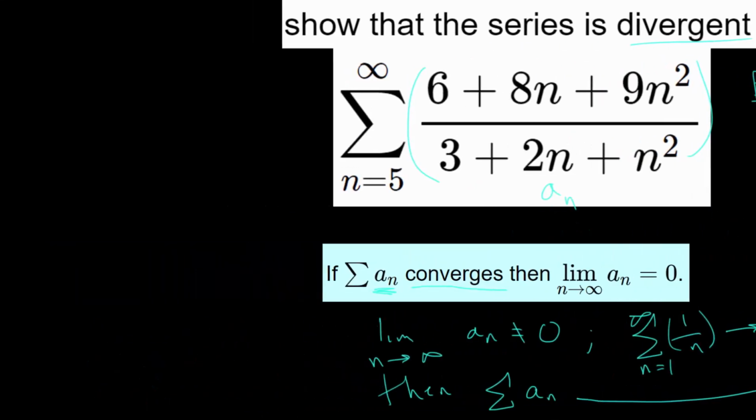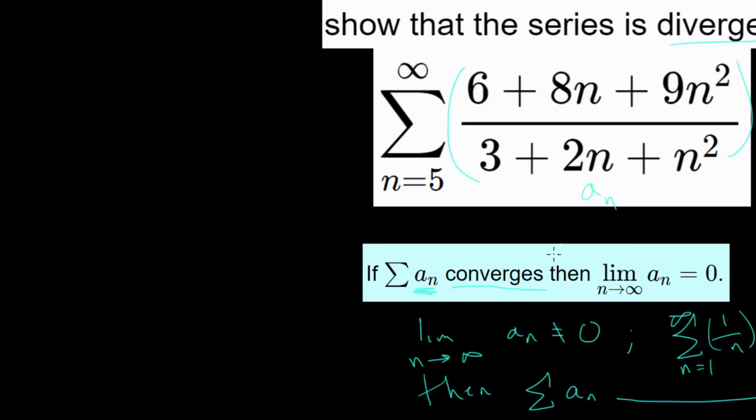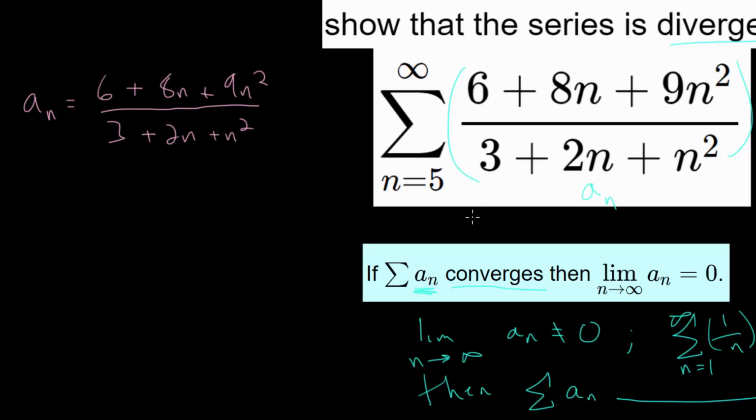So let me just make a bit of room for this, and we can rewrite our a sub n here. We have that a sub n is, in the numerator, 6 plus 8n plus 9n squared, and then all of this is divided by 3 plus 2n plus n squared. So we have this rational expression, and we need to show that in the limit as n goes to infinity this does not approach 0.